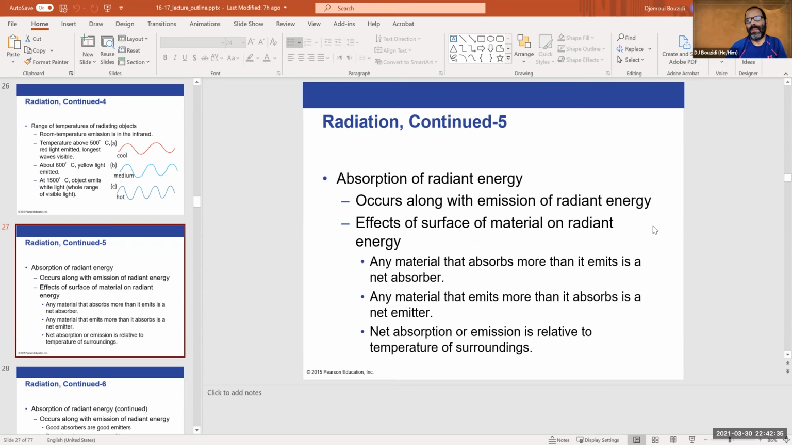So absorption occurs along with emission of radiant energy. Regarding effects of surface, any material that absorbs more than it emits is a net absorber. Any material that emits more than it absorbs is a net emitter. Like the sun, for example, it's a net emitter. The moon receives radiation but then emits some of the frequencies back. Net absorption is relative to the temperature of the surroundings. If the surrounding is cooler than the object, the object is a net emitter. If the surrounding is hotter than the object, the object is a net absorber. It absorbs more radiation than it emits.